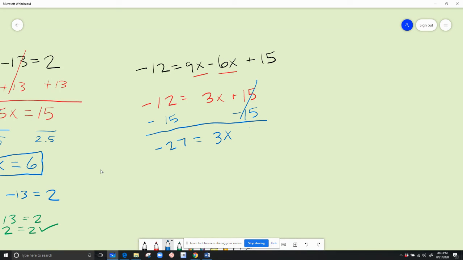Now, any more addition and subtraction? Nope. Nothing is being added, but I am multiplying by 3 here. So let's go ahead and divide both sides by 3. 27 divided by 3 is 9, but this is going to be negative 9 because it's negative 27. And this canceled out and gave us this. So x equals negative 9.